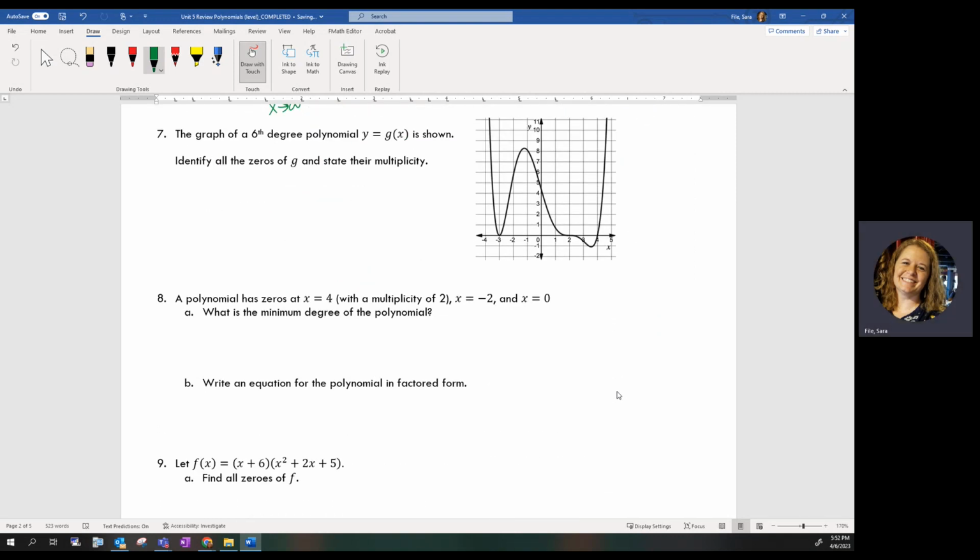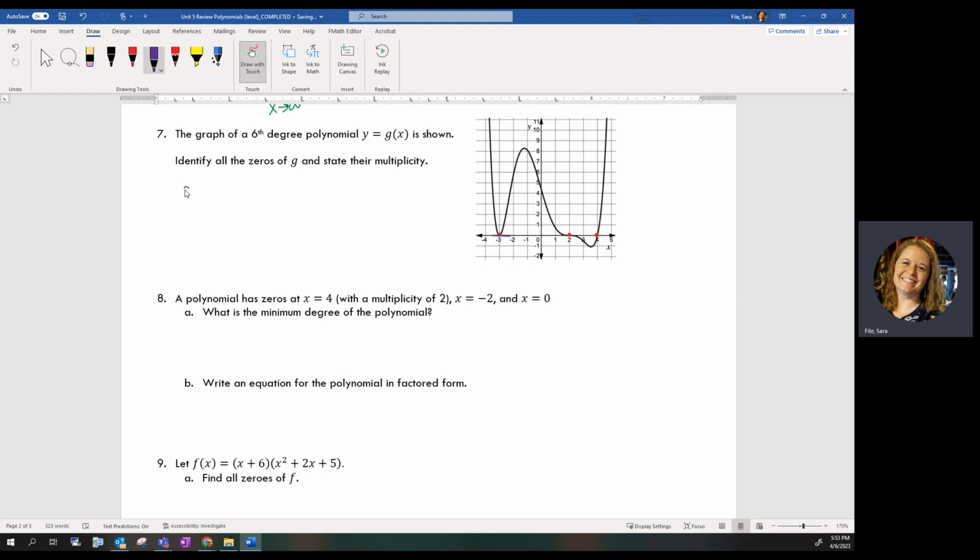On 7, we have a graph of a 6th degree polynomial, g of x. They want us to identify all the zeros and state their multiplicity. Okay, so here's the zeros. Okay, so here's the difference I was trying to explain earlier. Notice how this one, it doesn't cross the axis. It bounces off, it turns. That means it has even multiplicity.